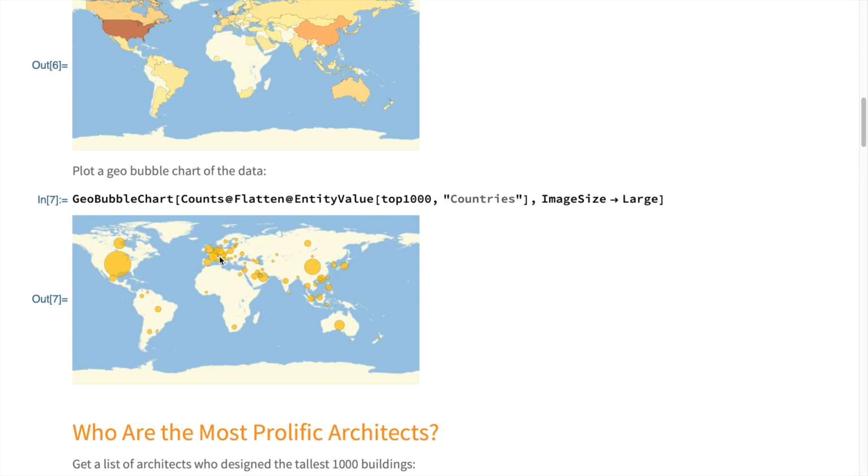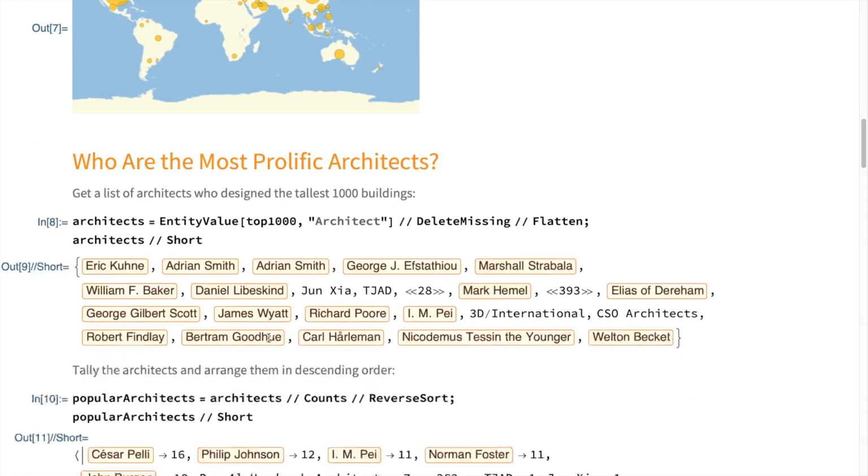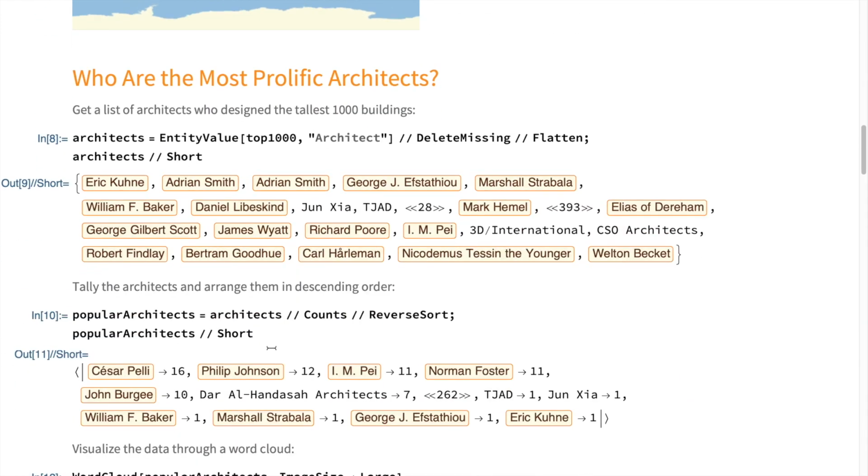Now on to another question. Who are the most prolific architects of these tall buildings? First, I wanted to get a list of all architects for our top 1,000 buildings. We will apply EntityValue on our data and get the property architect, and we'll proceed to delete any missing values and flatten the data. This gives us a list of all the architects for these tall buildings.